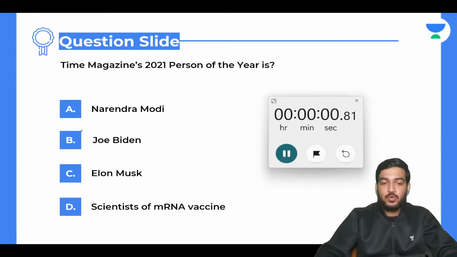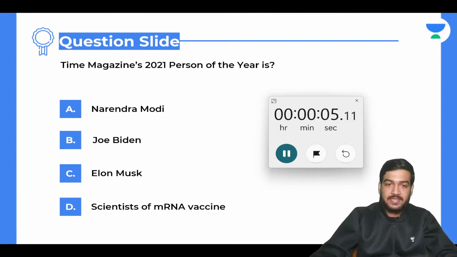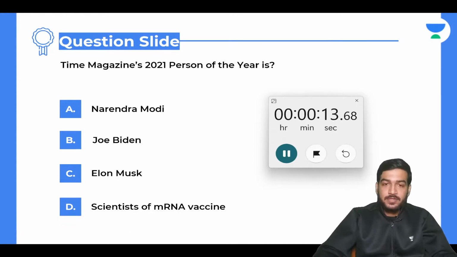Alright. Time Magazine's Person of the Year 2021 is A. Narendra Modi, B. Joe Biden, C. Elon Musk, or D. Scientists of mRNA vaccine. Time Magazine yesterday announced their 2021 Person of the Year. Who is the Person of the Year? A. Narendra Modi, B. Joe Biden, C. Elon Musk, D. Scientists of mRNA vaccine. 40 seconds to answer now. We have reduced the time period.